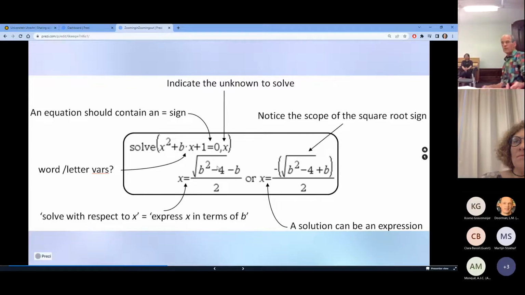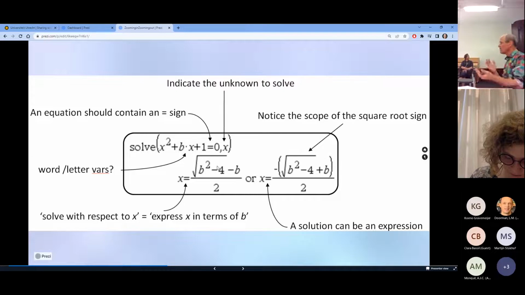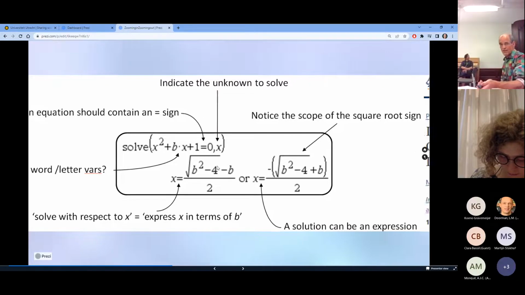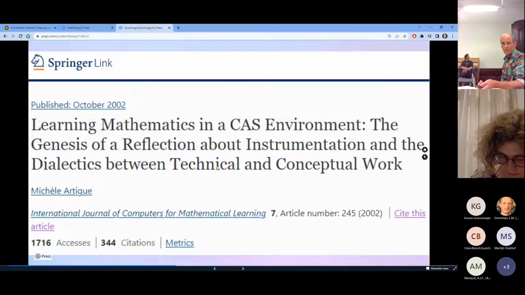So while using the solve command in a computer algebra environment, we were tempted as teachers to give them more complex equations, which led to a more advanced mathematical development in conjunction with the somewhat technical skills that they need to master. And this is the idea of instrumental genesis phrased by Michèle Artigue in their 2002 paper, but already with some predecessors before that.